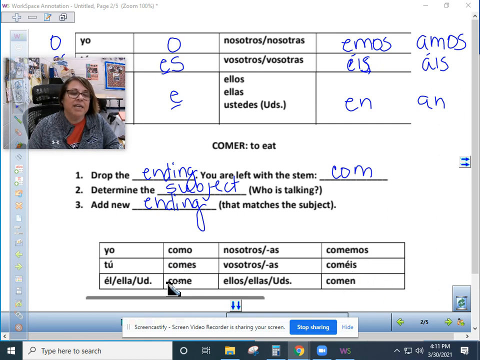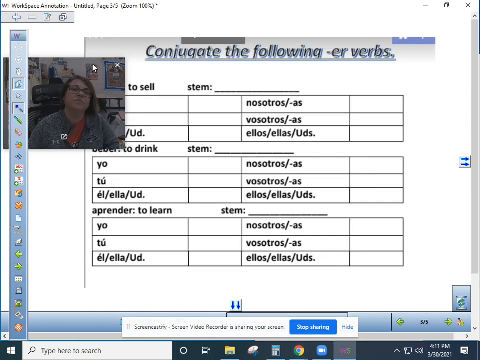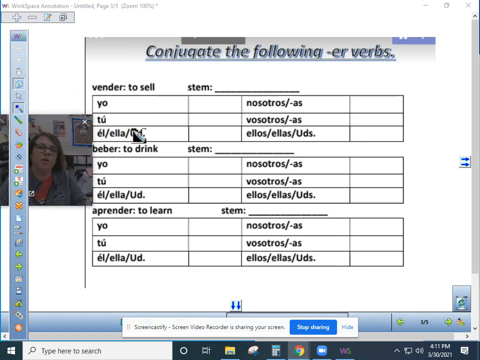So I eat, you eat, he, she eats, you eat, because remember usted means you. Nosotros, nosotras, we eat, vosotros, vosotras, y'all eat, right? Ellos, ellas, ustedes. Ellos, ellas is they, so they eat, and ustedes is y'all eat, but formal. Okay, so I want you to conjugate these verbs. Make sure you write the stem and then conjugate them. Write all 6 forms of the verb, like in the previous chart, how comer looked. You're going to pause the video to do that and then come back to get the answers.